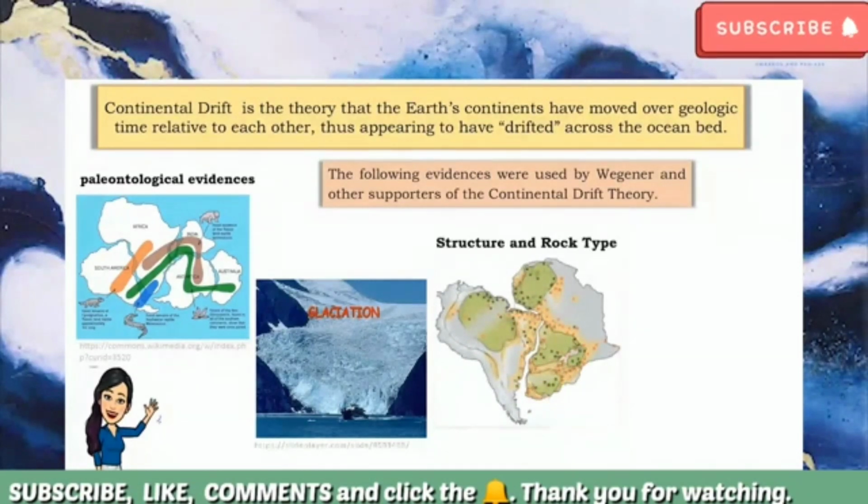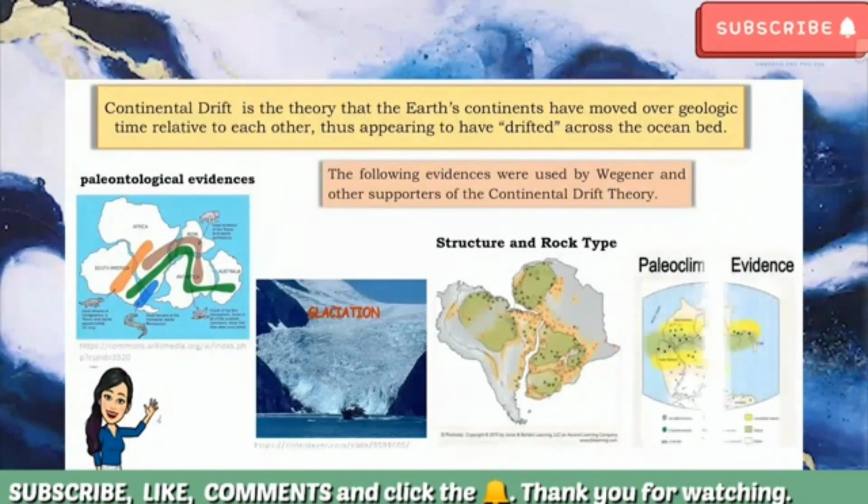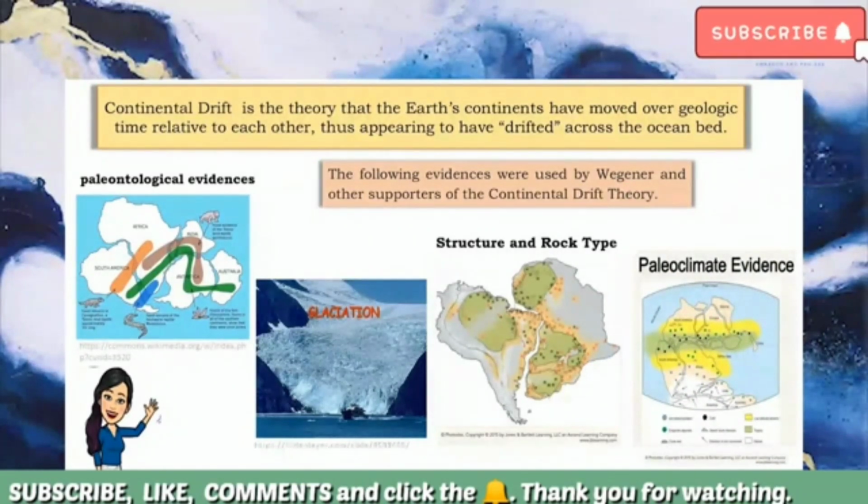Number 3. Structure and rock type. Geographers found that coastlines of several present-day continents would perfectly fit together, particularly Africa and South America. Last, paleoclimate evidence. Wegener reconstructed old climate zones to prove the apparent shifting of climate belts over time. He used the distribution of specific rock types. He determined the distribution of climates in ancient times.